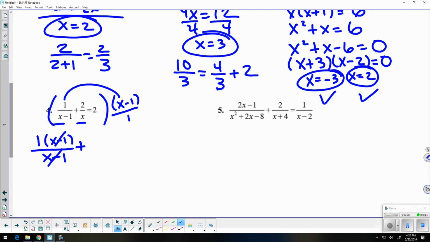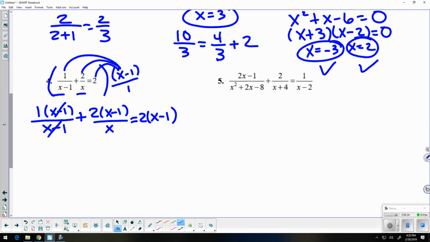Okay, so now my next term I'm going to have 2 times x minus 1 over x, and this equals 2 times x minus 1. So I'm multiplying again each and every single term, the whole entire equation gets multiplied through by x minus 1. So what we currently have, again, the x minus 1 in the first fraction would cancel, so I would just have a 1 in its place, no more x minus 1, plus now we have 2x minus 2 here over x, so I'm just distributing, and this is equal to 2x minus 2. Okay, once again, just distributing.